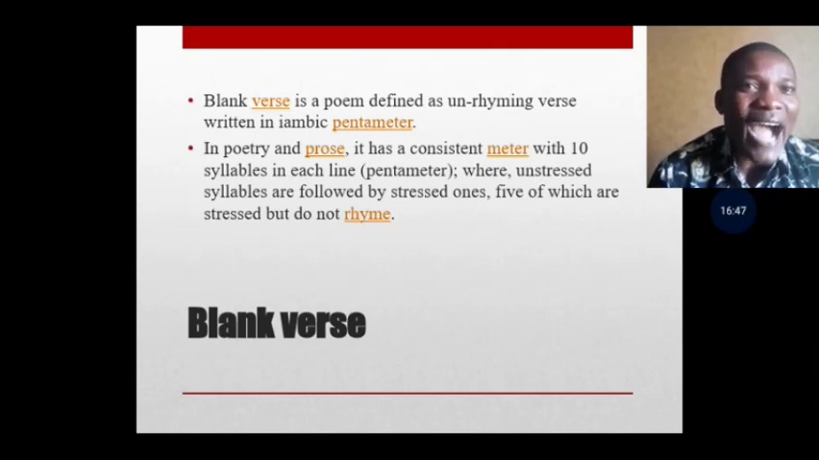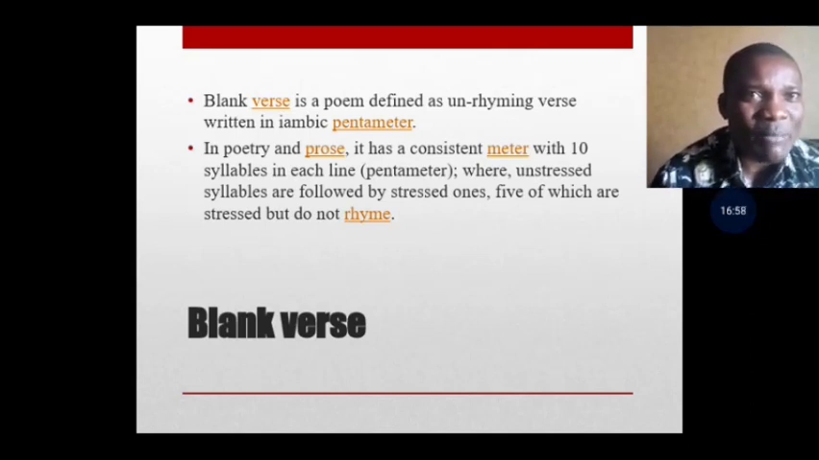When we come to the elements of poetry, we will take our time to explain what we mean by meter, rhyme, and what have you. But today, we are looking at kinds of poem. So we say that a blank verse has a consistent meter, and every line of a blank verse must have 10 meters. Put together into iambs, it gives you pentameter. So in pairs, it will be 5. The 10 divided by 2 gives you 5.